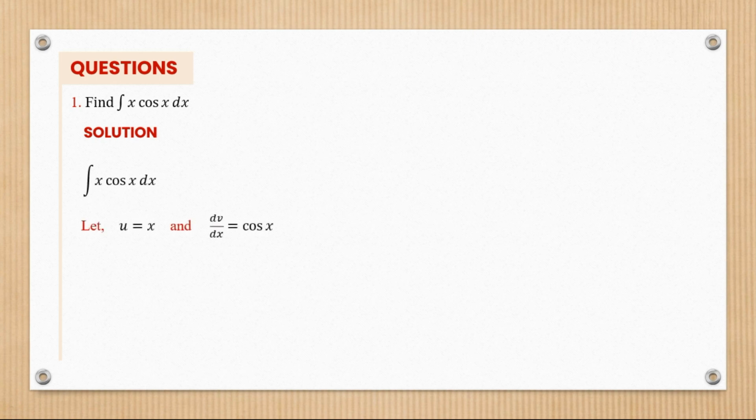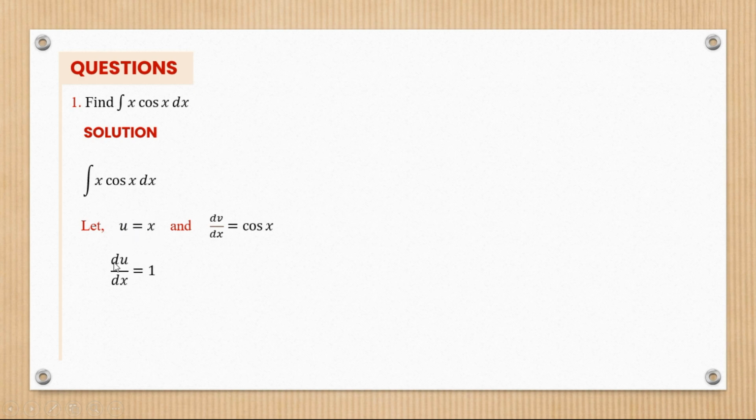So this is what we have. We're going to let u be x, then we're going to let dv/dx be cos x. So that's what we're always going to do. You're going to let one of the values be u, then you're going to let the other value be dv/dx. And then using that knowledge, on this side where we let u be equal to x, we're going to differentiate that.